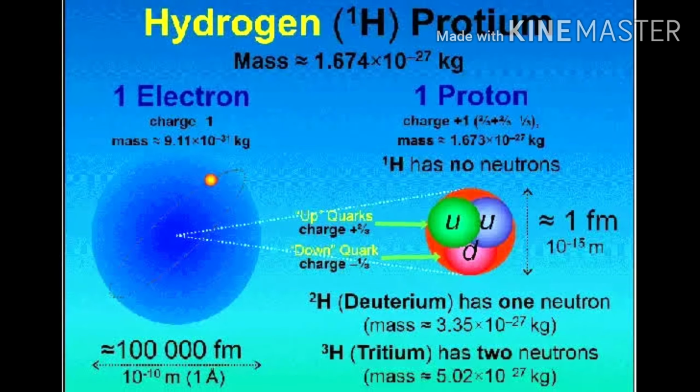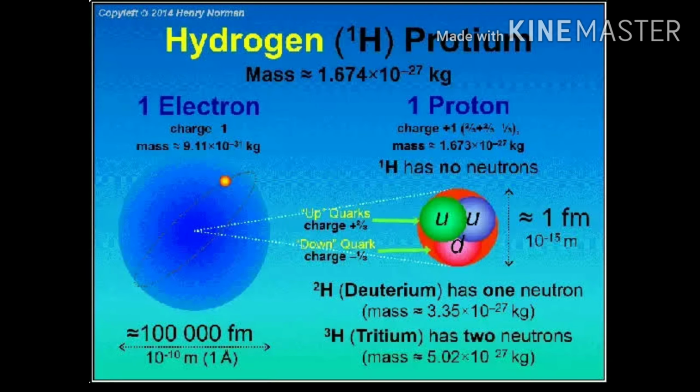See here the diagram of a hydrogen atom. You know that hydrogen is the lightest element. So what does it contain? One proton, and it does not contain any neutron, and one electron. See here, the mass of one hydrogen atom is equal to 1.67 into 10 to the power minus 27 kg, which is equal to the mass of one proton. That means the mass of one hydrogen atom is equal to the mass of one proton.